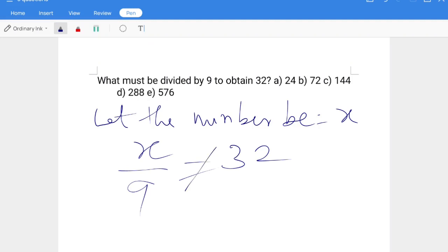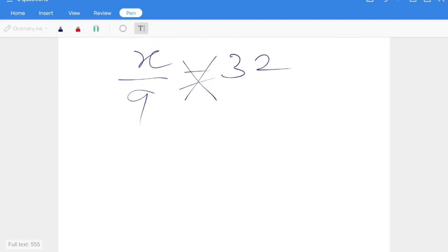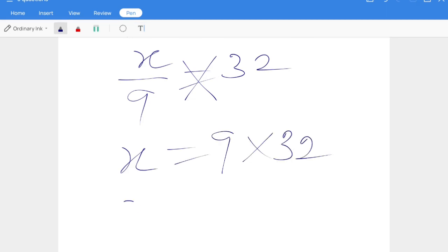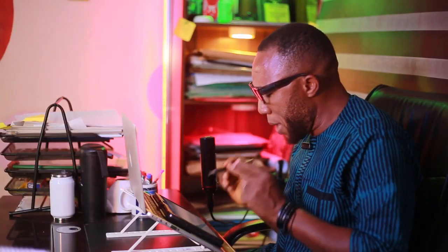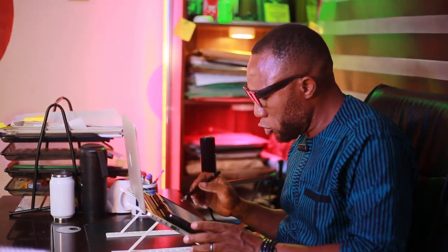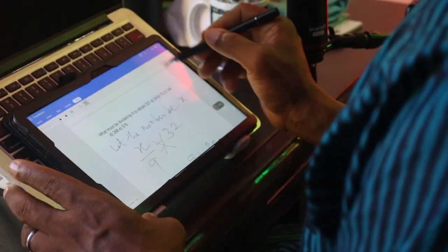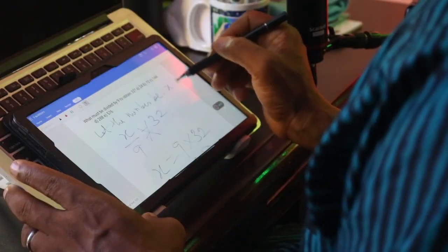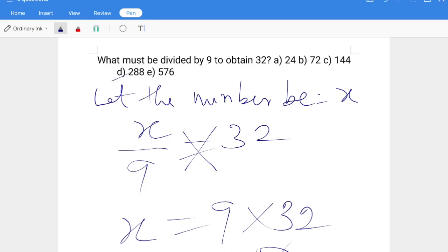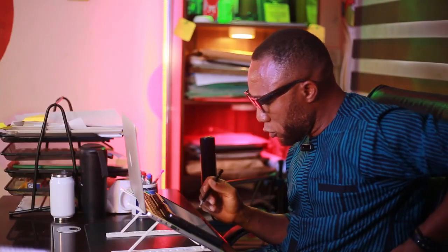So at this point, what do you need to do? Cross multiply. If you cross multiply, it means that x equals 9 times 32. 9 times 2, 18, keep 1. 9 times 3, 27 plus 1. That will be 288. So 288 must be divided by 9 to give us 32. Let's check. Do we have that there? Yes, we do. Option D. Let's move to the next one.